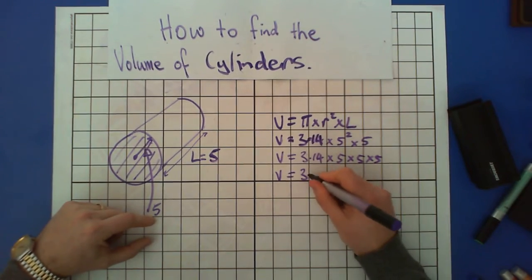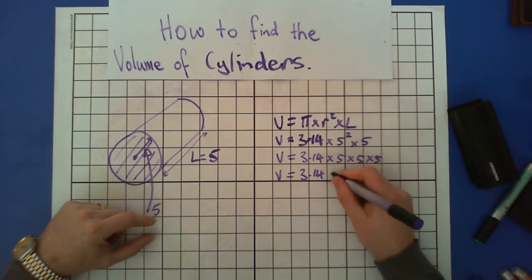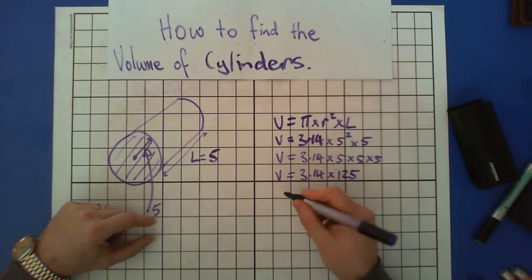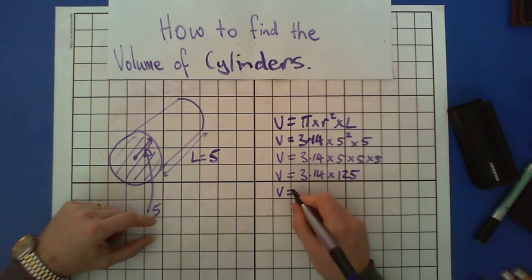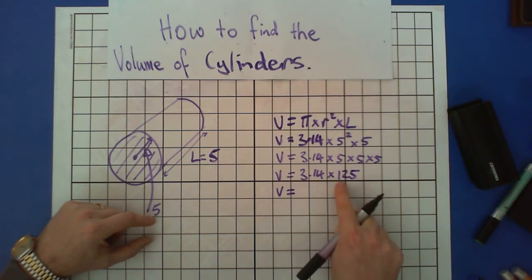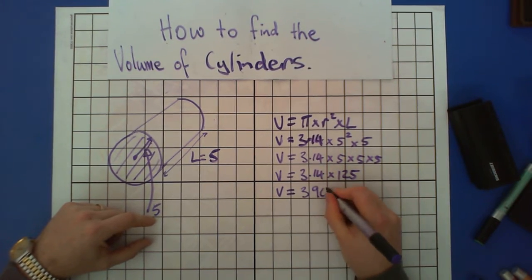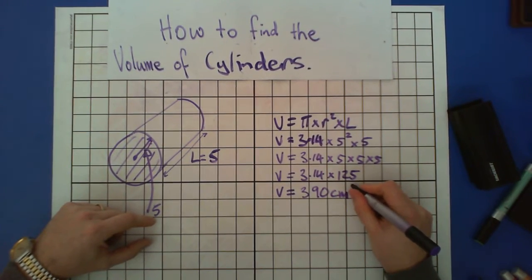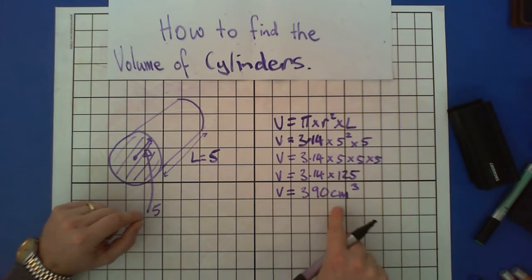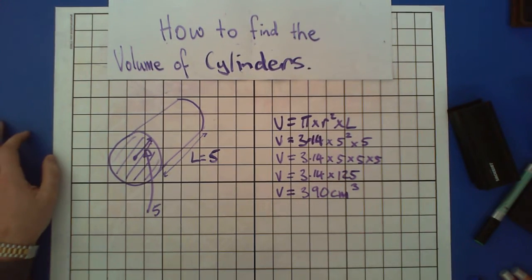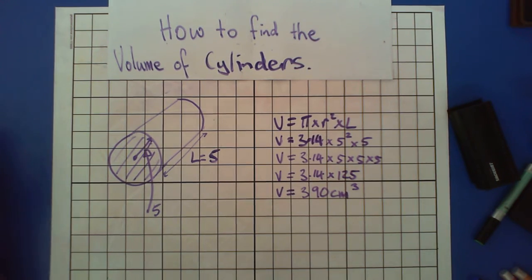Well, 5 times 5 times 5 is actually 125. And then 3 times 125 is going to be 375. We've got a bit more because of the decimal, so it's going to be approximately 390 centimeters cubed. Remember, that's just an approximation. To get the exact answer, you'll need to use a calculator, which is fine and would be expected. So these are very, very similar to our prisms. It's just got a special name now when it's a circle at the end, which is called a cylinder.